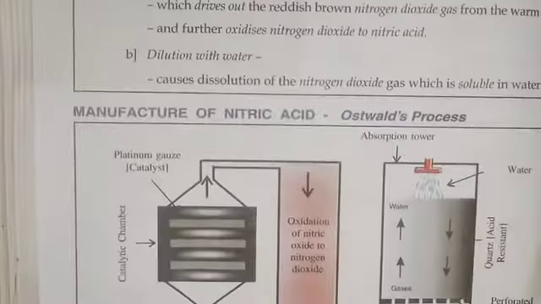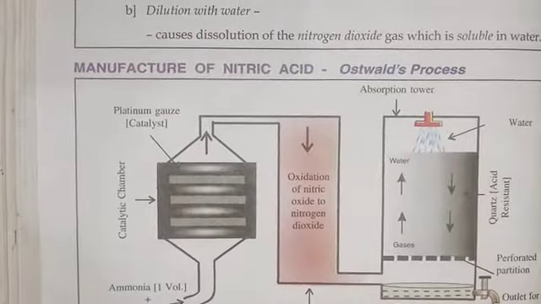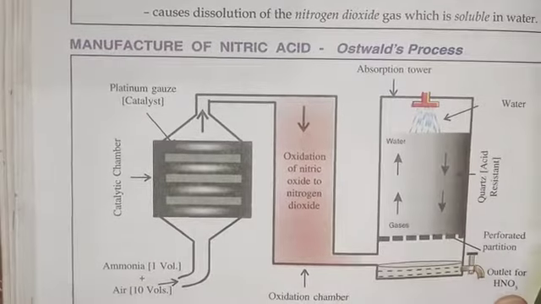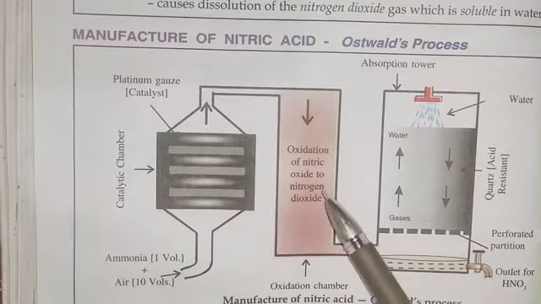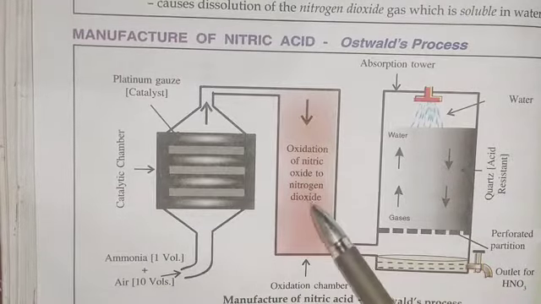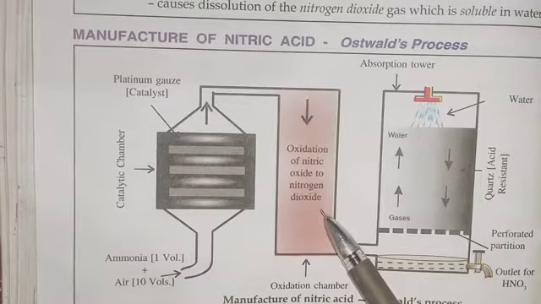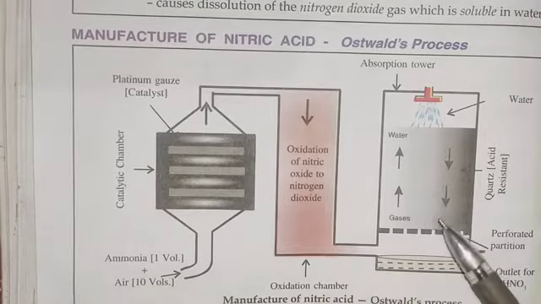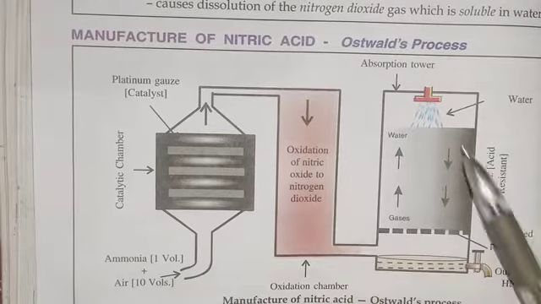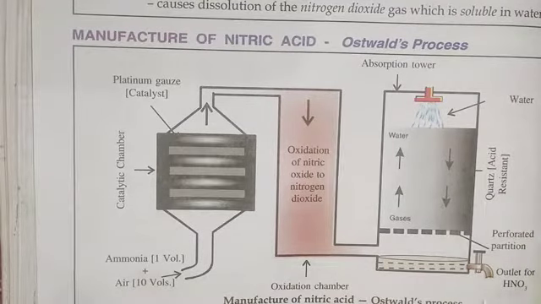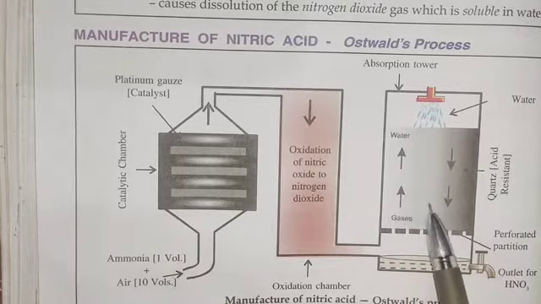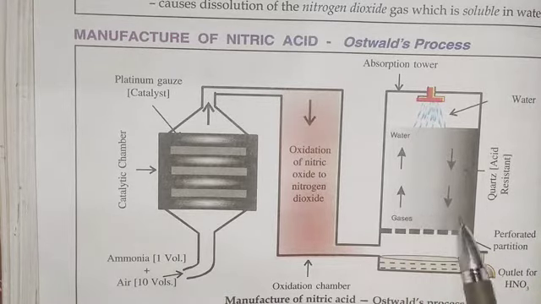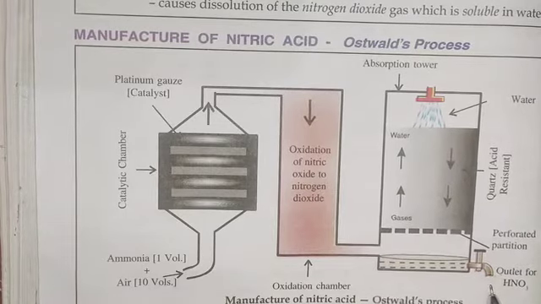Now the manufacture of nitric acid, which is also known as Ostwald's process. There is one inlet and a catalytic chamber. This is the oxidation chamber, where the oxidation of nitric oxide to nitrogen dioxide takes place, and this is the absorption tower. Here water is running in it, and there is the outlet. Here acid resistant quartz is fitted, and from this outlet we are obtaining HNO3 acid.